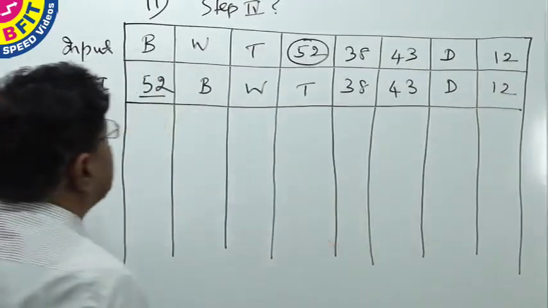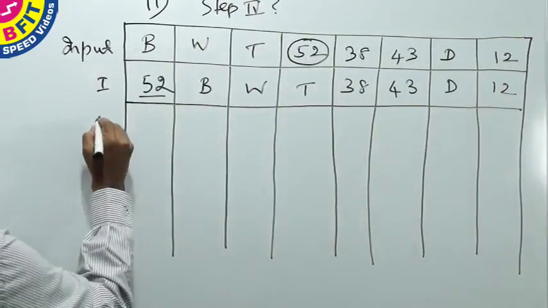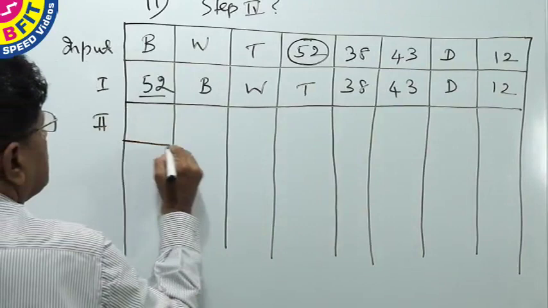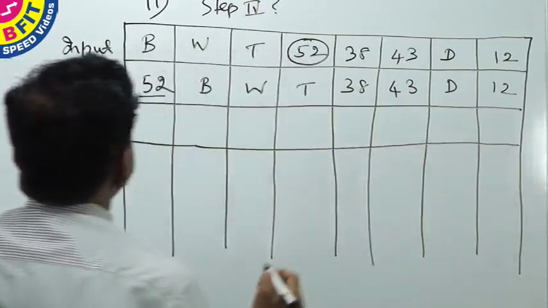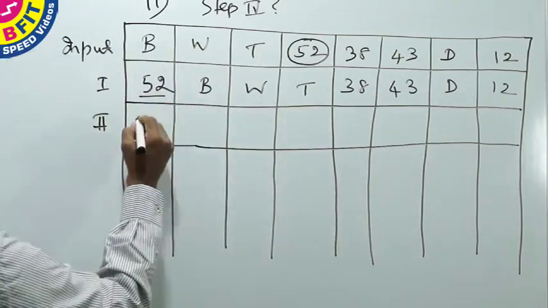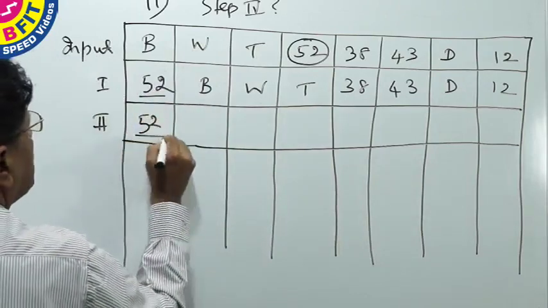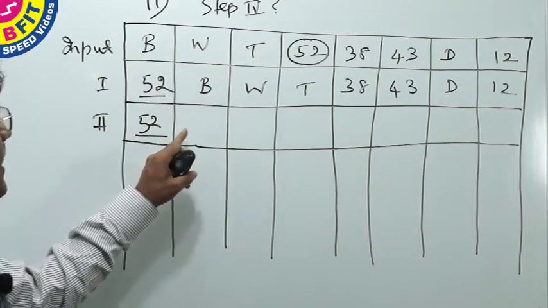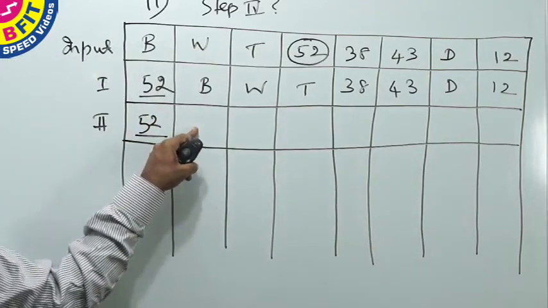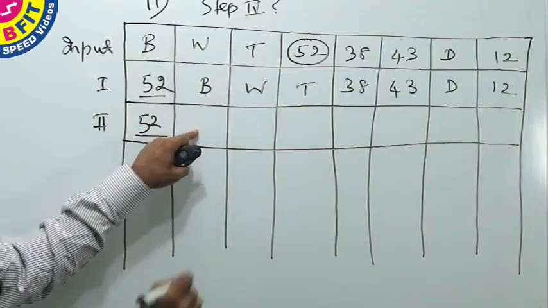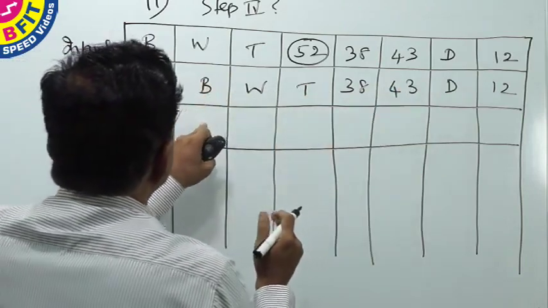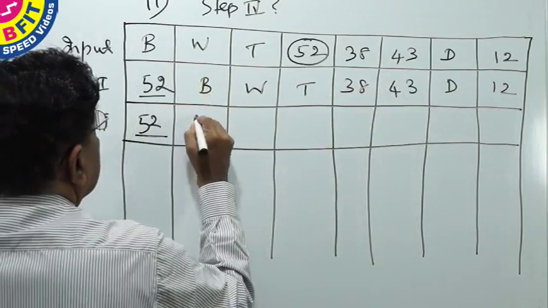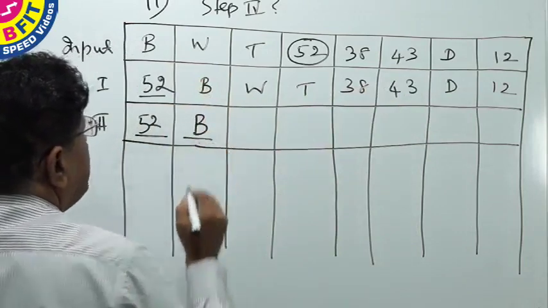We have to just shift. So step 2. Step 2 is inherit this 52. Then the lowest in the alphabet. Which is the lowest in the alphabet? B, W, T, D. So B is already there. Therefore, you should write B here.